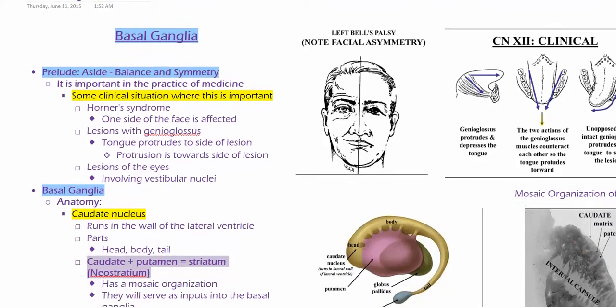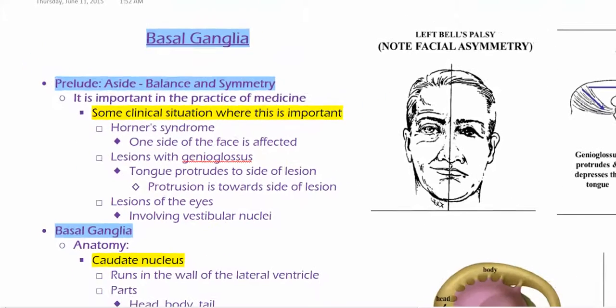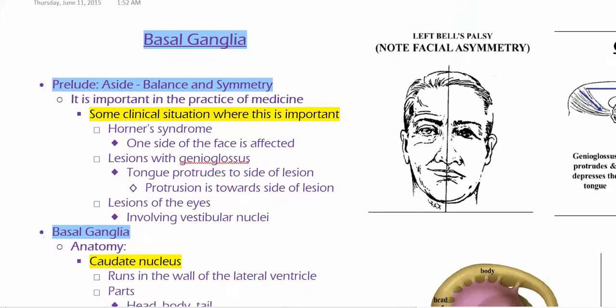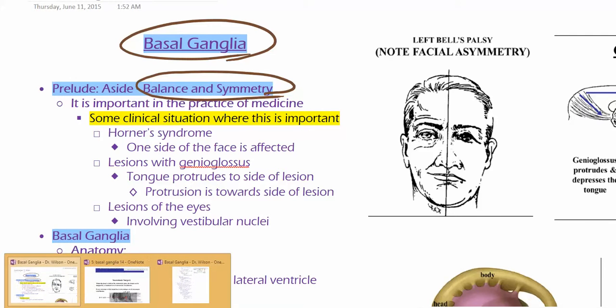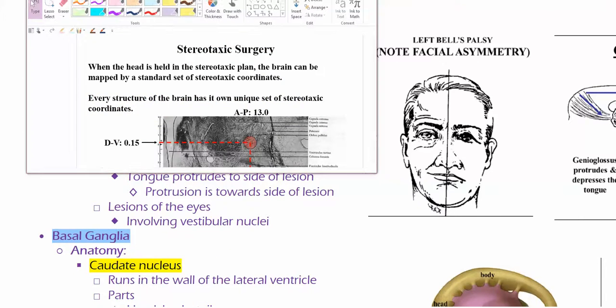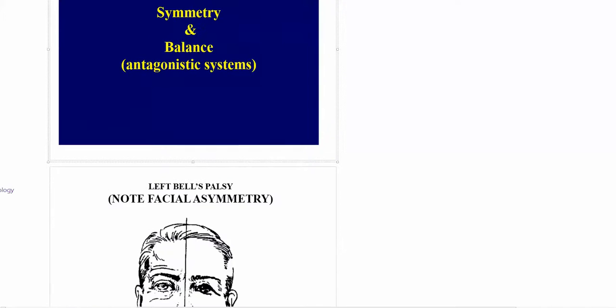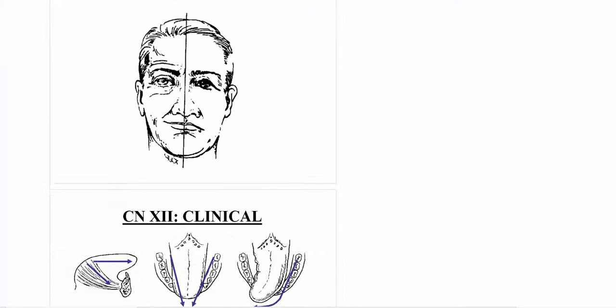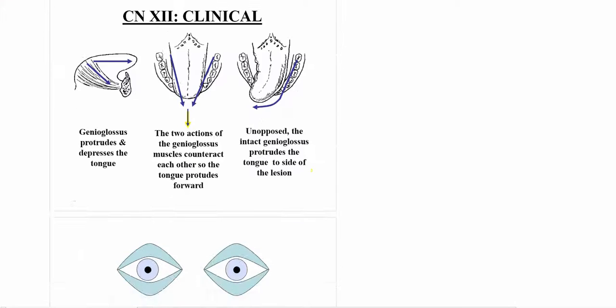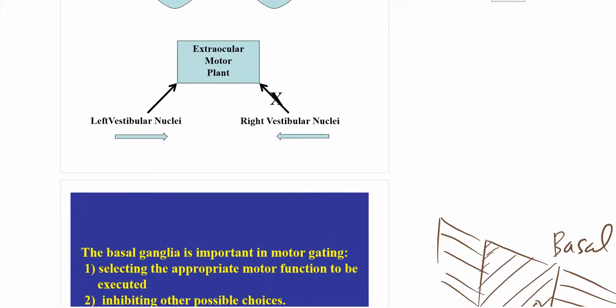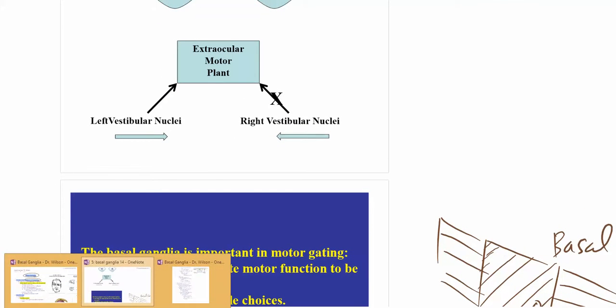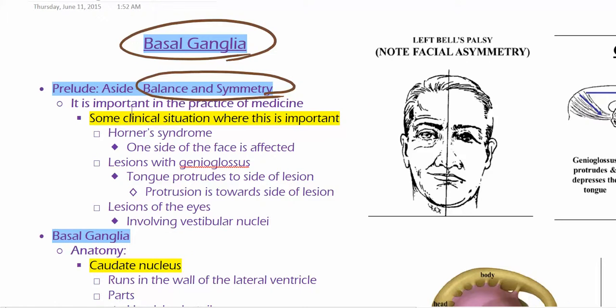So basically, Dr. Wilson begins with an aside. It's almost totally irrelevant to basal ganglia, right? He talks about balance and symmetry. The first couple of slides are balance and symmetry. You see it here: balance and symmetry. This guy here, Horner's syndrome. All right, so he starts off talking about balance and symmetry.